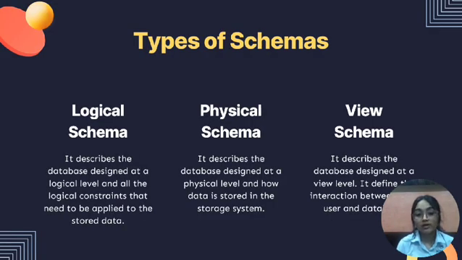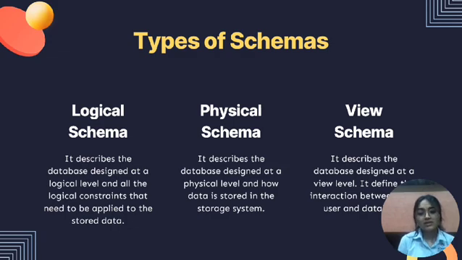Moving on, we have types of schemas. Basically, there are three types of schemas: logical schema, physical schema, and view schema. Firstly, let's discuss what is logical schema. Logical schema describes the database designed at a logical level and all the logical constraints that need to be applied to the stored data.